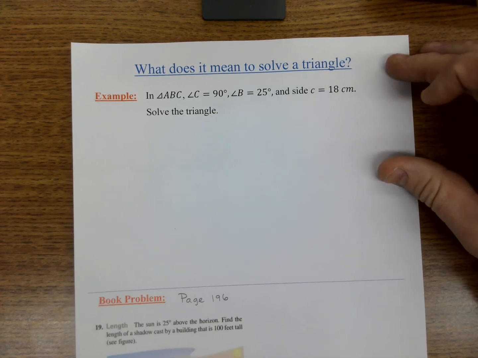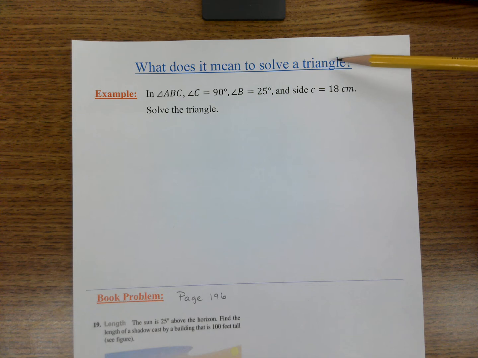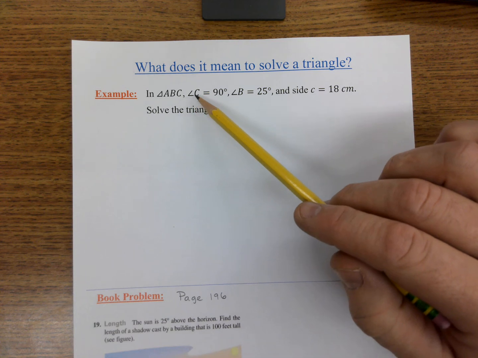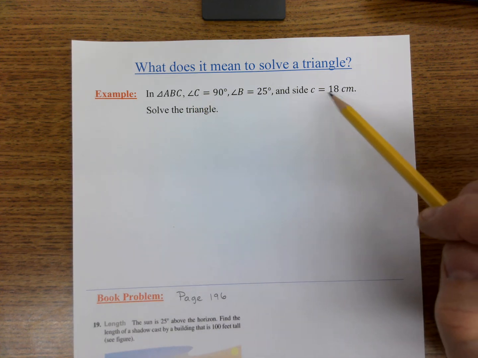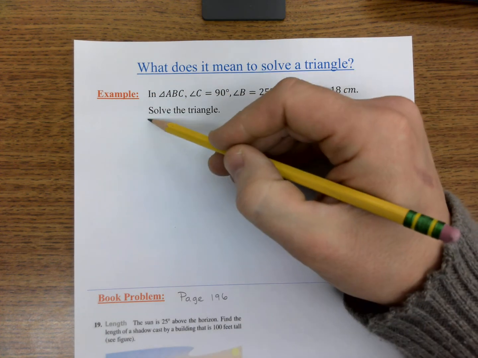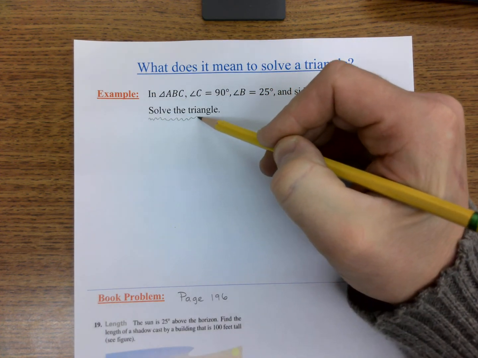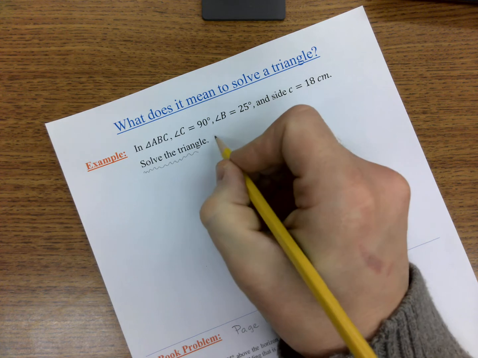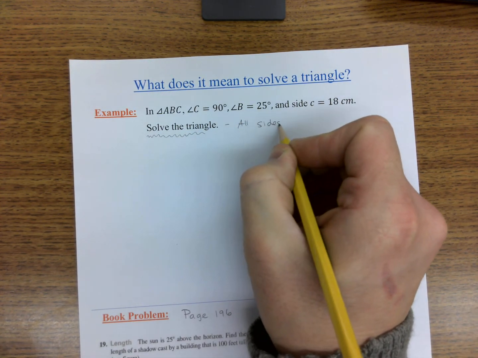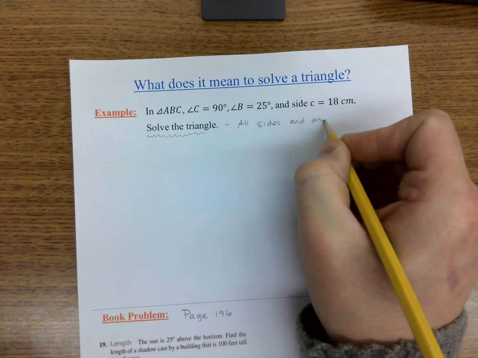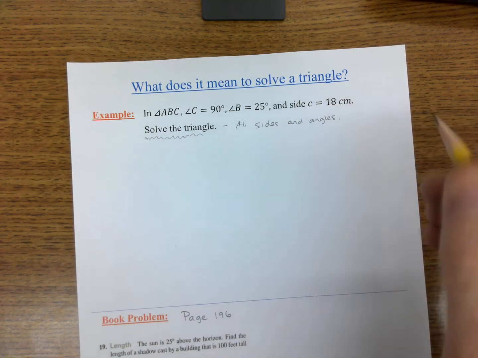And it's going to start off with the question, what does it mean to solve a right triangle, or any triangle for that matter? And the example is, in triangle ABC, angle C is 90 degrees, B is 25, and side C is 18. So solve the triangle. And these are the only directions that you're given. And what does that mean? That means to find all sides and angles. That's what it means to solve a right triangle.